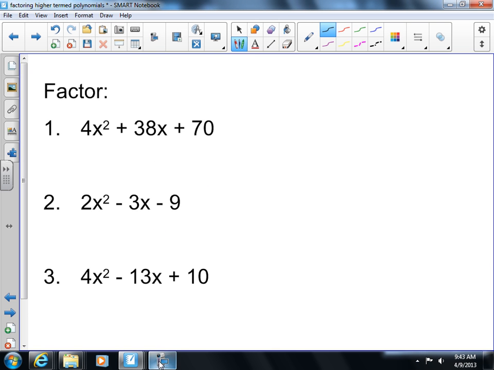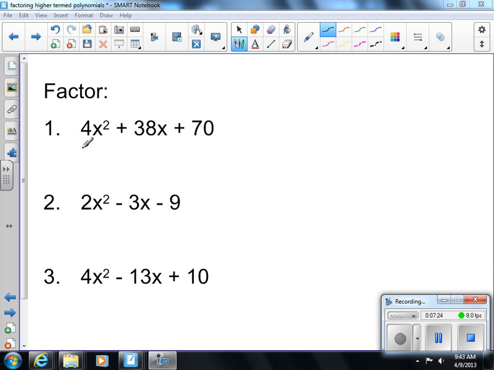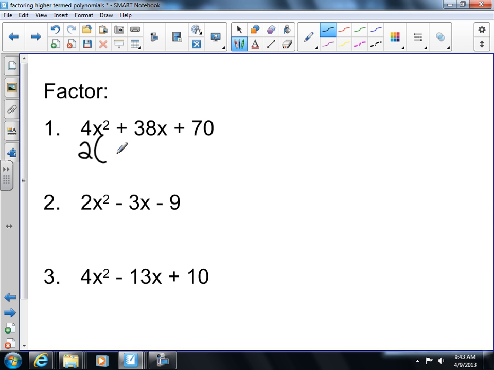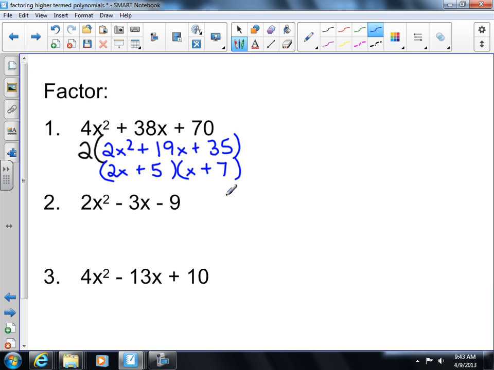All right, as we look at the first one, we see that we can factor out a 2. So when I factor out a 2, what's left? 2x squared plus 19x plus 35. Okay, so now I'm just working with trying to get 2 binomials that I'm multiplying together from this trinomial. Okay, so I know my first term is probably a 2x and an x. Now I'm looking for 2 terms that multiply together to get 35. And what do you think they'll be? A 5 and 7? Let's try it.